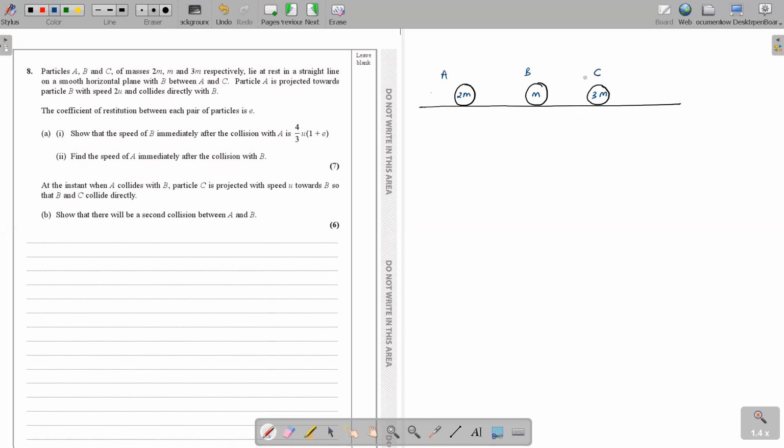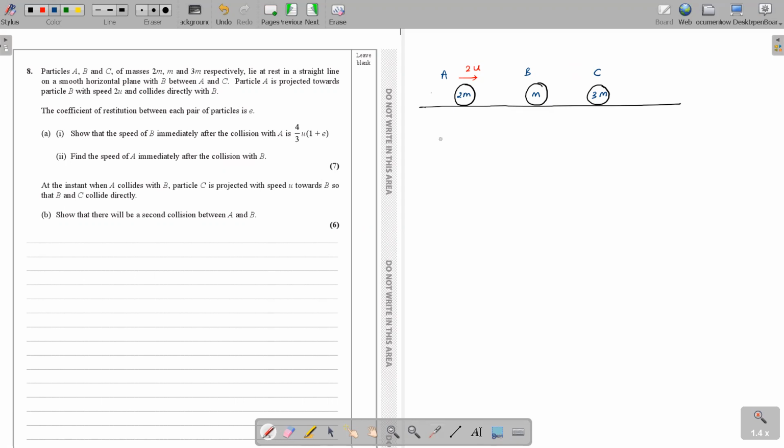Particle A is projected towards particle B with speed 2u and collides directly with B. The coefficient of restitution between each pair of particles is E, so between this pair and this pair, each pair, the restitution is E. Show that the speed of B immediately after the collision with A is 4/3 u (1 + E).